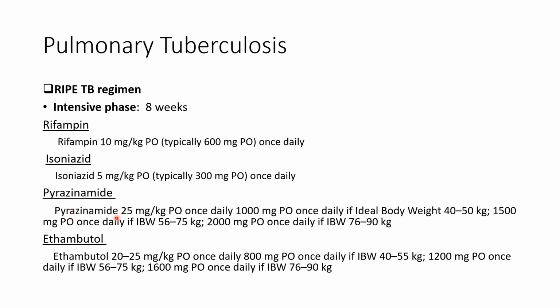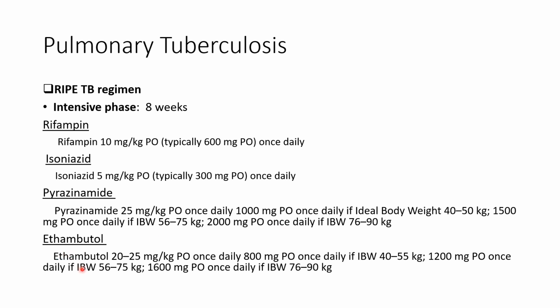The dose of pyrazinamide is 25 mg per kg per oral once daily, 1000 mg per oral once daily if ideal body weight 40 to 50 kg, 1500 mg per oral once daily if ideal body weight 56 to 75 kg, 2000 mg per oral once daily if ideal body weight 76 to 90 kg.